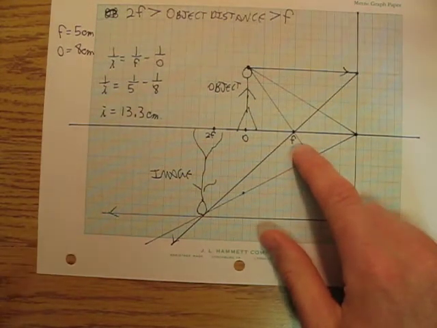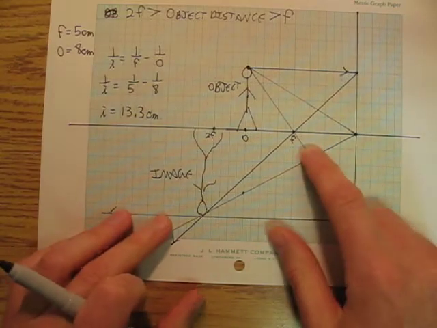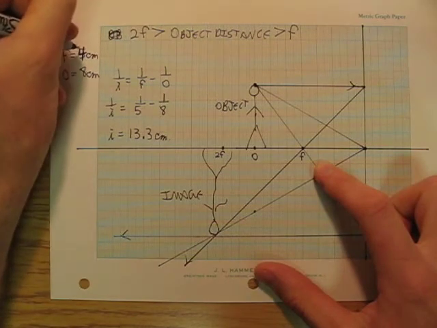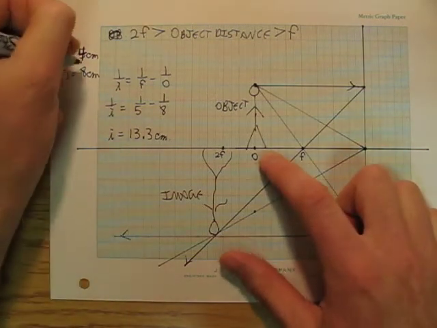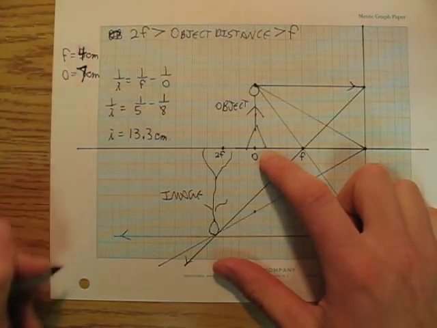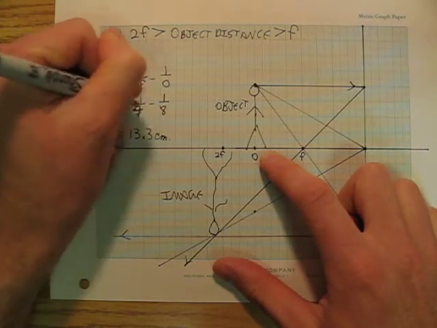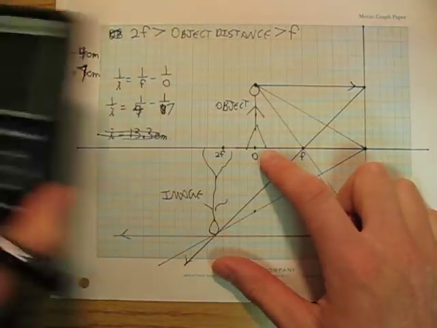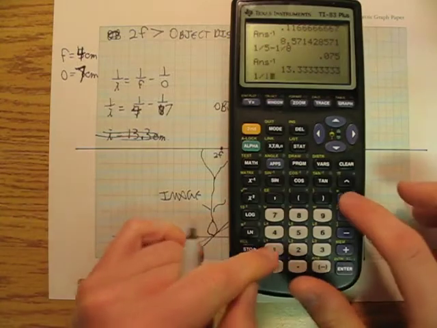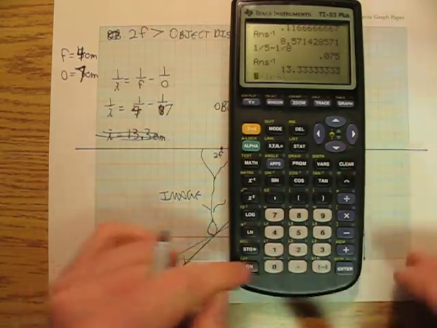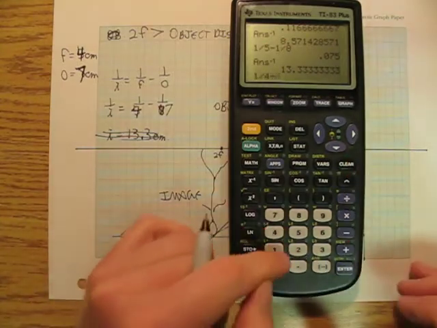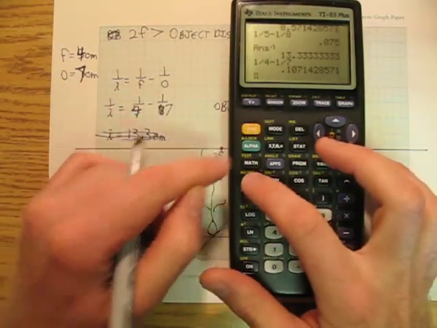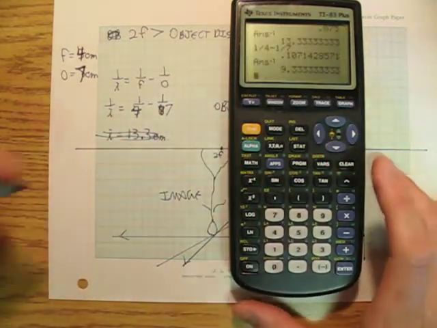Because I counted wrong. Right there, my focus is 4. Aha, I found it. My focus is 4 centimeters because I counted wrong, and that makes that 7 centimeters. So it's 4 and 7. Counting wrong is always a bad thing. So I go 1 divided by 4 minus 1 divided by 7. I flip that, and I get 9.33.